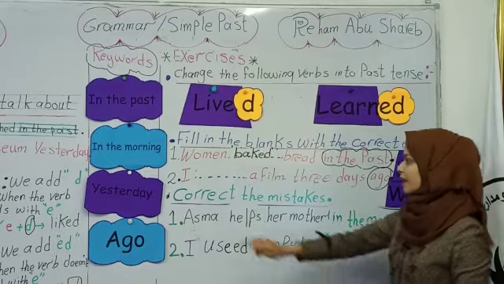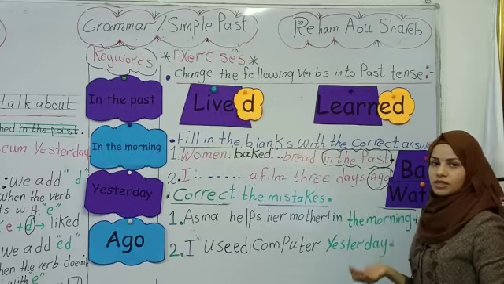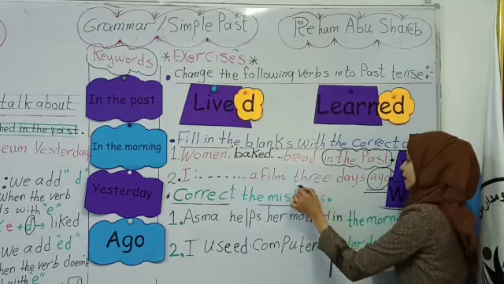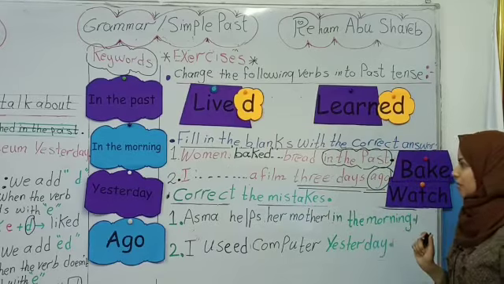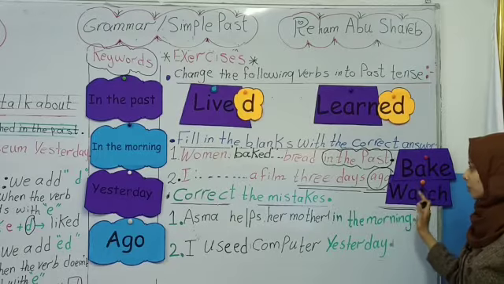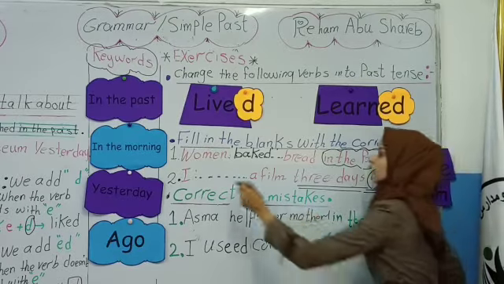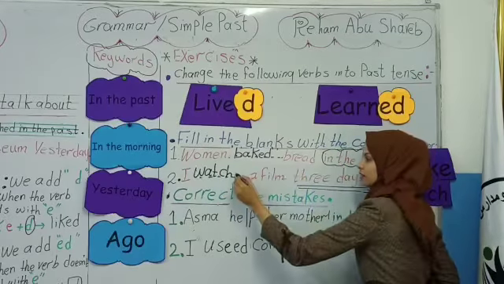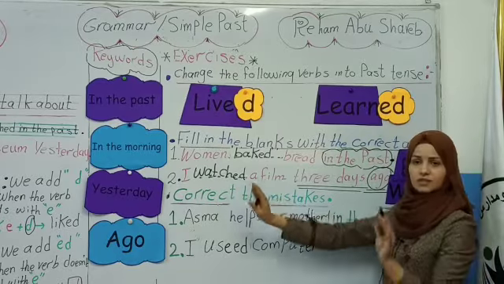Number 2. I space I feel 3 days ago. Where is the key word? Excellent. 3 days ago. What's the suitable verb that I have to put? It's watch. How do I put it in the past? Excellent, girls and boys. Watched. I watched. I add ed. Why do I add ed? Because it doesn't end with e.